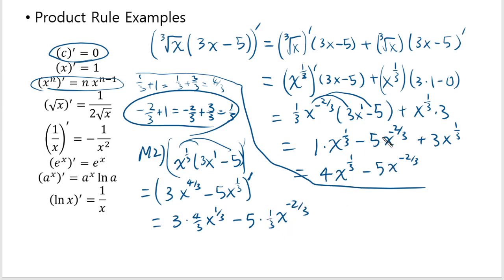Oh, you know what? By doing this, I just realized there was a mistake, because these two weren't going to be the same. See, when I multiply this to the second one, I should have had this 3 in the denominator, right? Alright, so now you can see that these two are the same thing. 3 cancels, and you end up with 4 times x to the 1/3. 5 times 1/3, that's 5/3, x to the negative 2/3. So you got the answer in a much quicker way by not using the product rule.